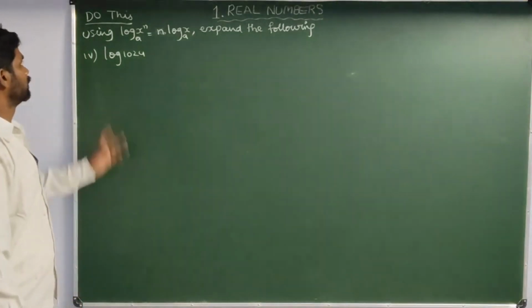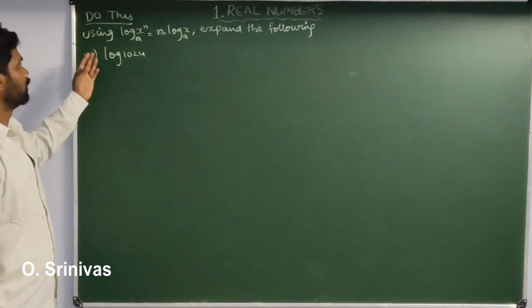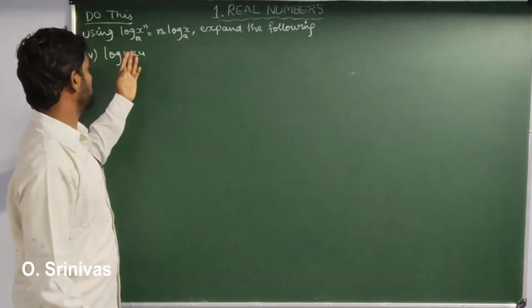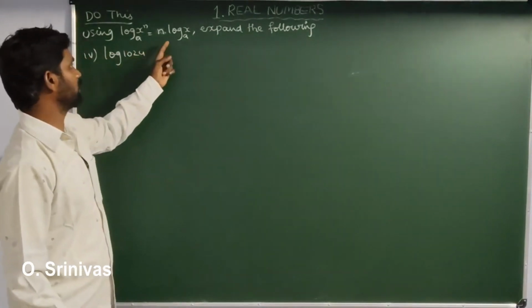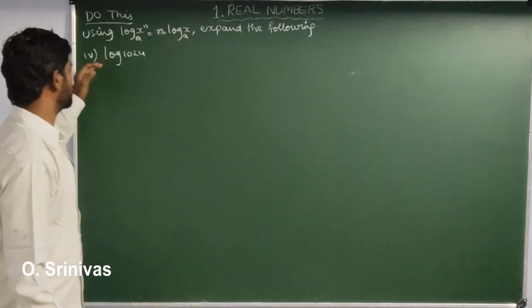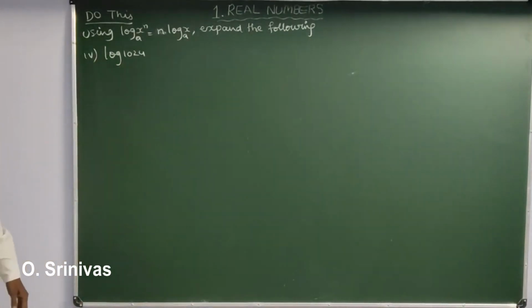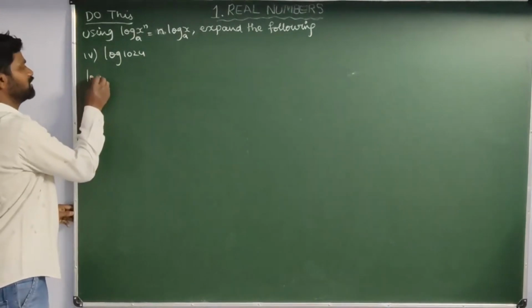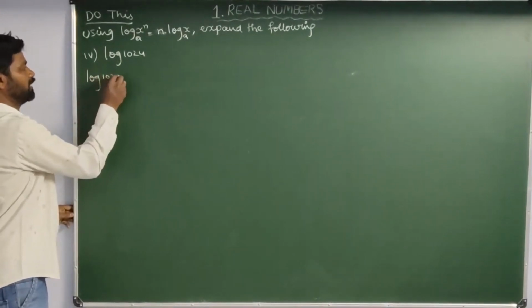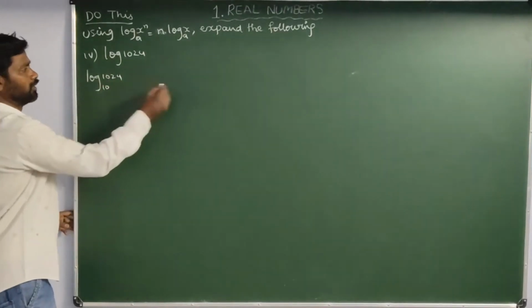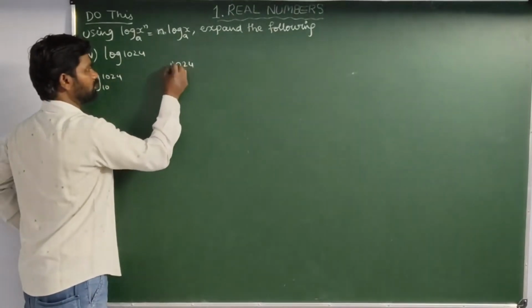Okay, next question from these questions. Using log x power n base a is equal to n log x base a, expand the following. So in that fourth question, log 1024. The base is not given here, so we have to consider the base as 10. Now take the factors of 1024.